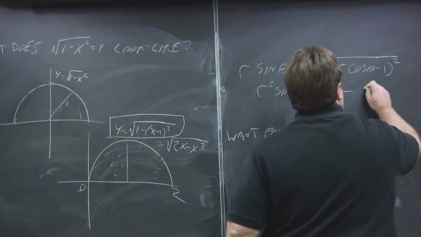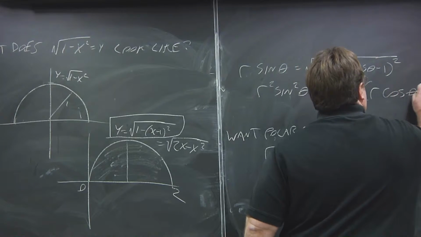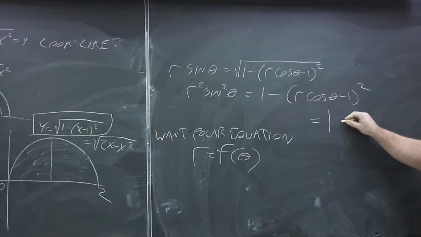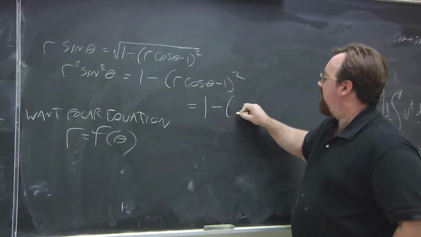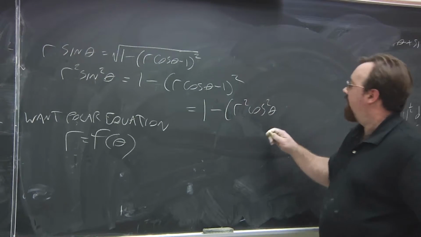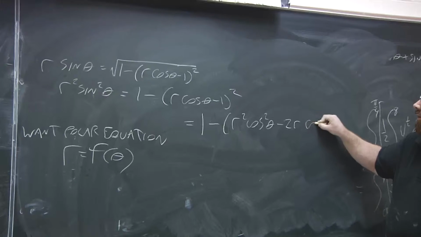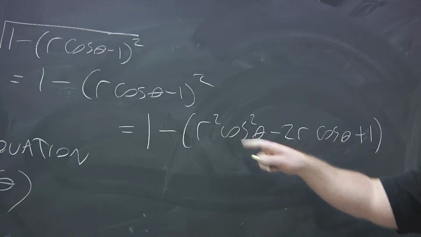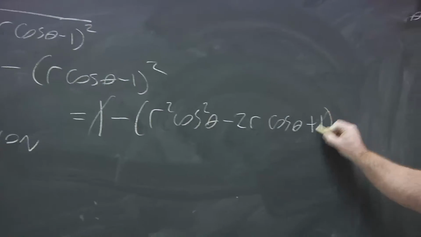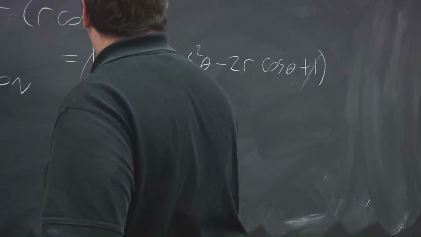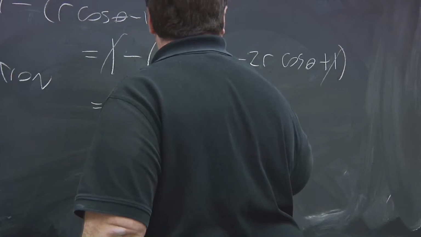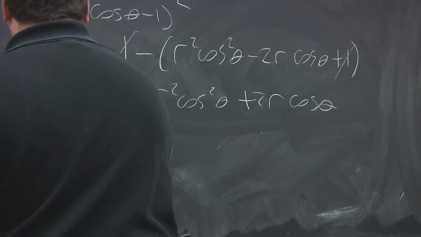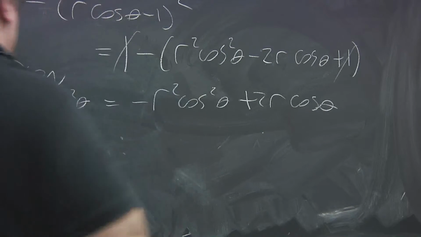We get 1 minus (r cosine theta minus 1) squared. So we get 1 minus r squared cosine squared theta minus 2r cosine theta plus 1. The 1's will cancel out. So now we have minus r squared cosine squared theta plus 2r cosine theta. But that's equal to r squared sine squared theta.